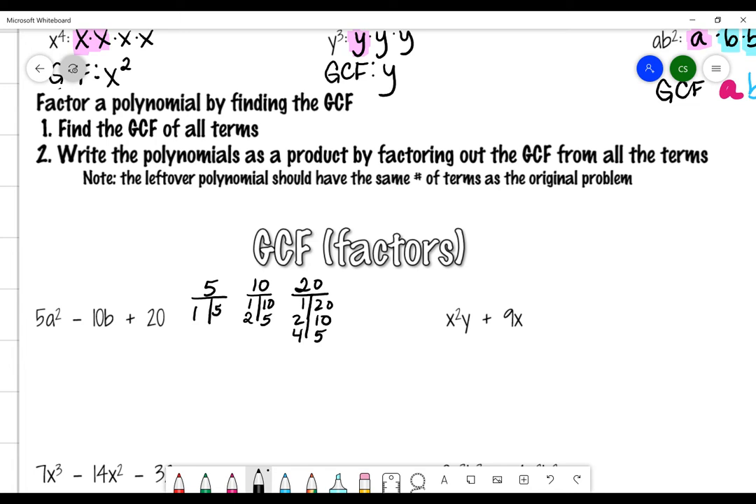What is the greatest factor that all of those share in common? 5. So the greatest common factor between 5, 10, and 20 is 5. So I can factor out a 5. Well, what about variables? Well, this only has 2 A's.